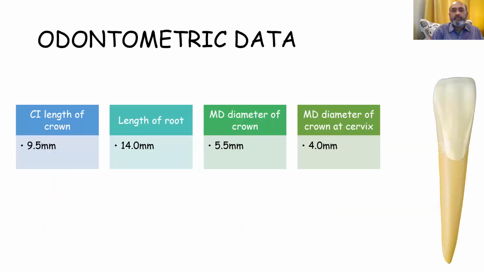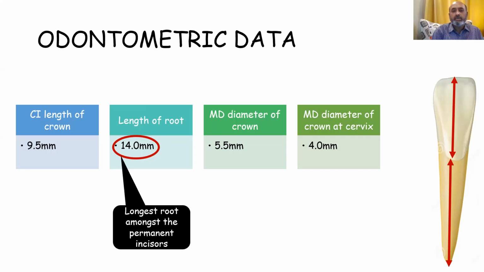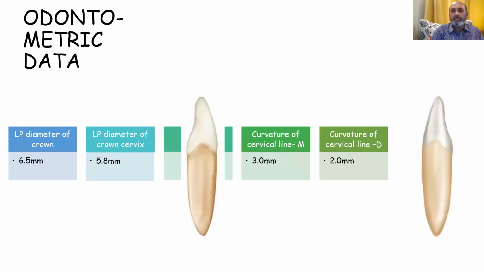Odontometric data: the length of the crown is 9.5, length of the root is 14. Now, the value 14 indicates that this is the longest root of all the incisors. So this is the longest root among all the permanent incisors. And when we talk of the mesodistal dimension of the crown, at its greatest dimension it is around 5.5, while at the cervix it is 4 millimeters. So it tapers down at the cervix.